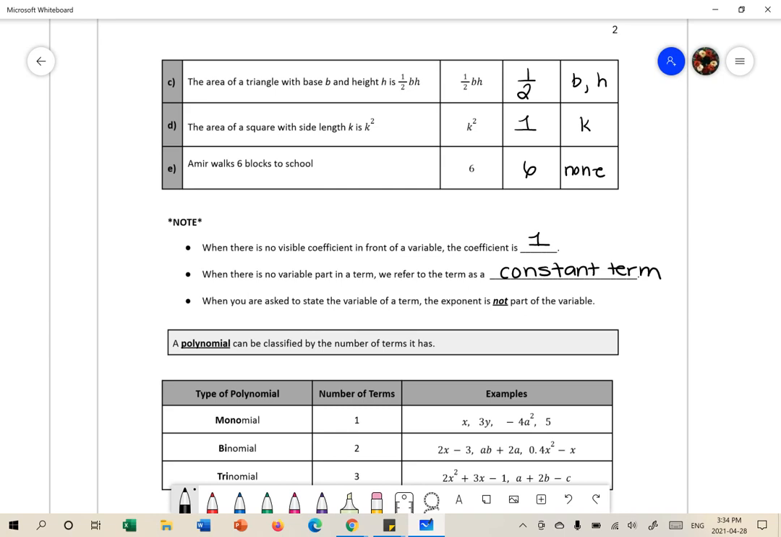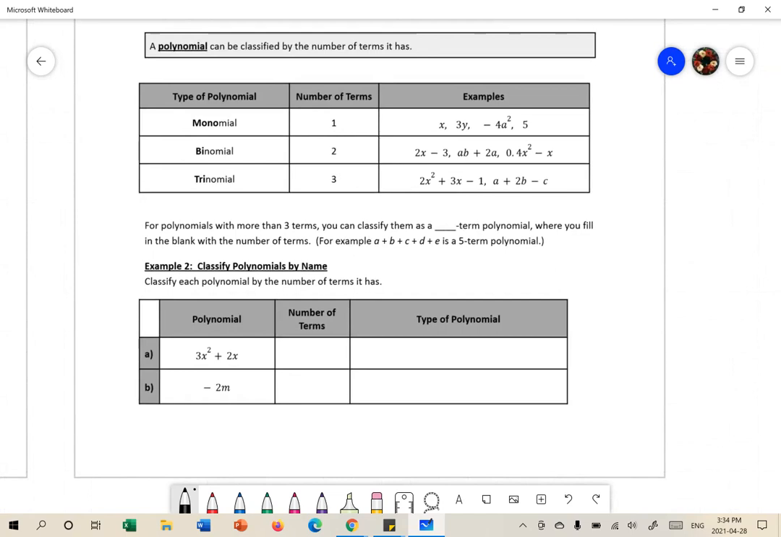When you're asked to state the variable of a term, the exponent is not part of the variable. Okay, and just like in D, k squared was the expression. We did not include the exponent 2 with our variable. A polynomial can be classified by the number of terms it has. A monomial has 1 term. And there's some examples there showing you that those are individual terms and they're all individually called a monomial.